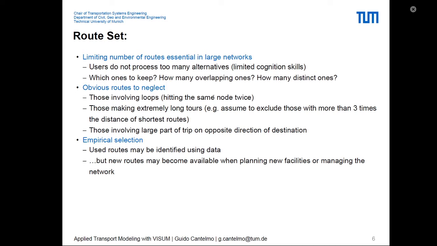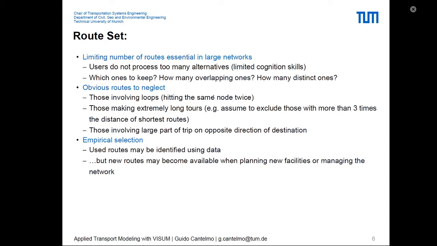We also want to remove those that make extremely long tours. For instance, assume to exclude those with more than 3 times the distance of the shortest route. So we do know what the shortest route is. The shortest route is the fastest possible route, but the fastest possible route when we don't consider congestion. If there is some congestion, you might choose a different route, but probably you will not choose one that is 3 times more expensive. So this is another criterion that is usually used to neglect routes.